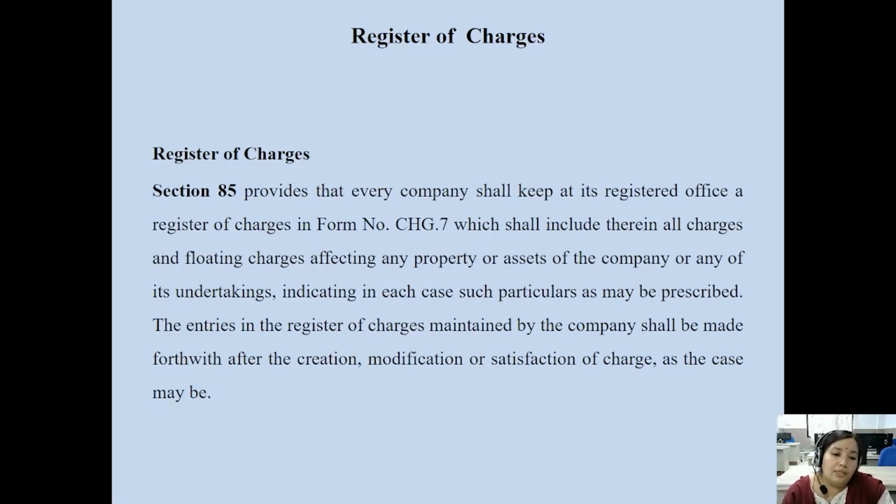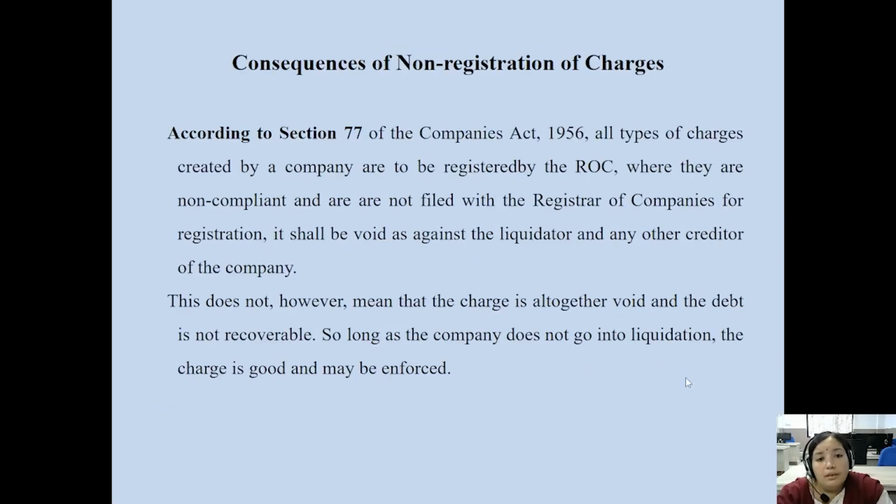The entries in the register of charges maintained by the company shall be made forthwith after the creation of charges, modification of charges, or satisfaction of charges, as the case may be. Then we come to the consequences of non-registration of charges.